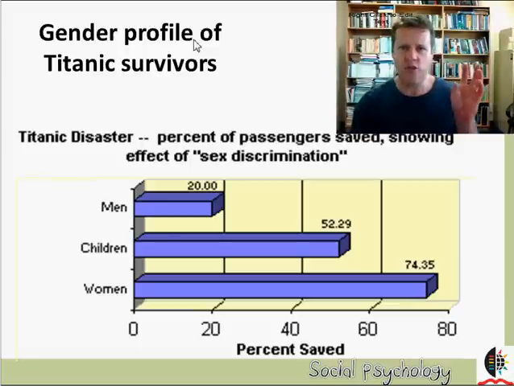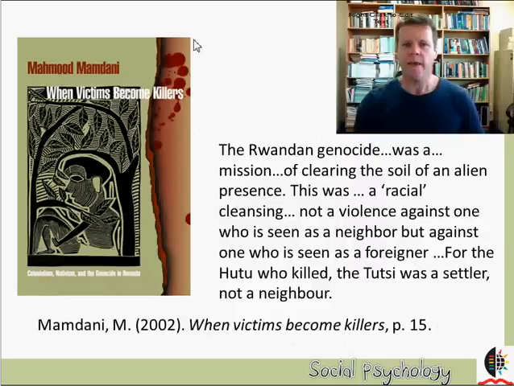And that's not only true of places on a lifeboat, that's much more true of things that happen in everyday society as well, in terms of jobs and land and wealth, etc. You often see that advantage and disadvantage in society is associated with group membership. And this is certainly the case in the Rwandan genocide.